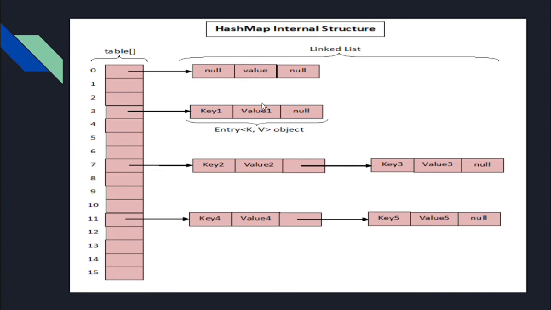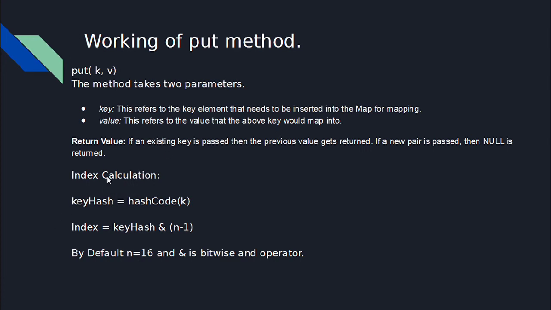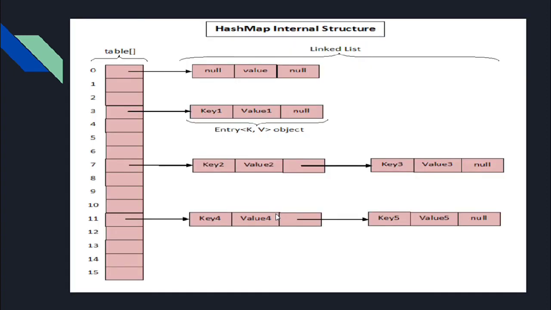Similarly, if I pass key 1 to this function, key 1 goes to hashCode. We calculate the hash code for key 1 and then we apply bitwise AND on the hash code of key 1 and n-1, which is 15. For that we get 3. With 3 we again perform the same action. Key is key 1, value is value 1. Null signifies that there are no further references from this node.